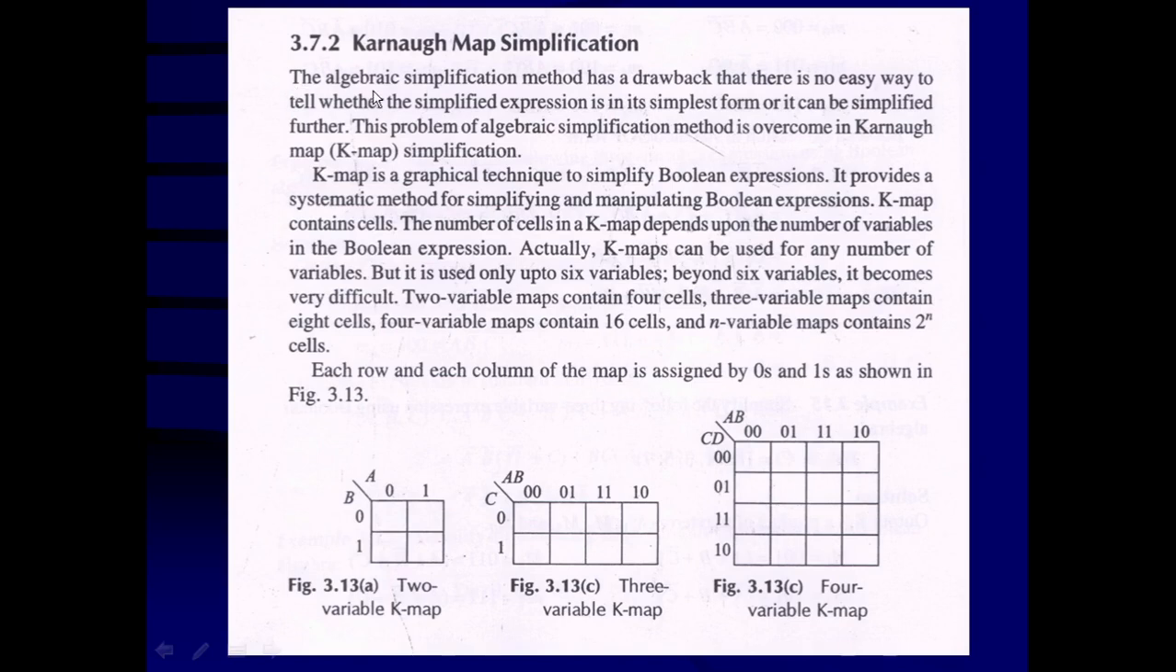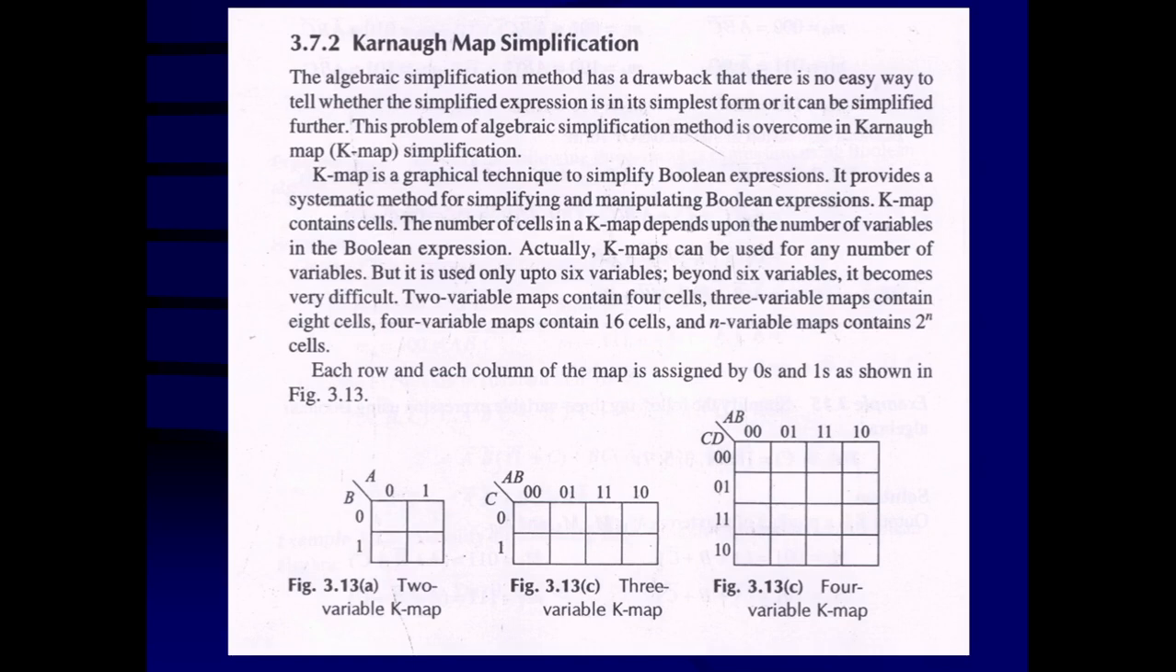The algebraic simplification method has a drawback that there is no easy way to tell whether the simplified expression is in the simplest form or it can be simplified further. This problem of the algebraic simplification method is overcome in Carnot map or K-map simplification. K-map is a graphical technique to simplify the Boolean expressions. It provides a systematic method for simplifying and manipulating Boolean expressions.